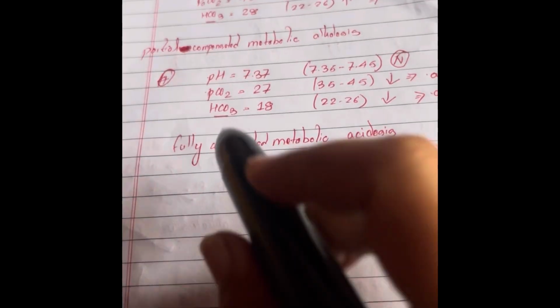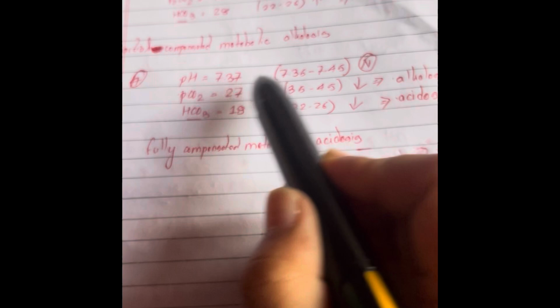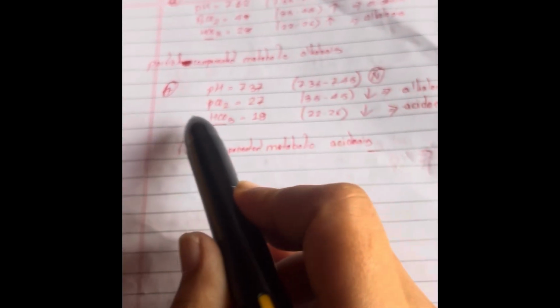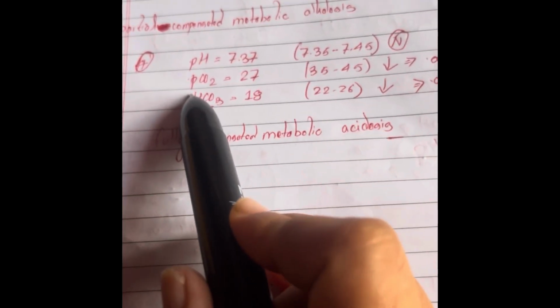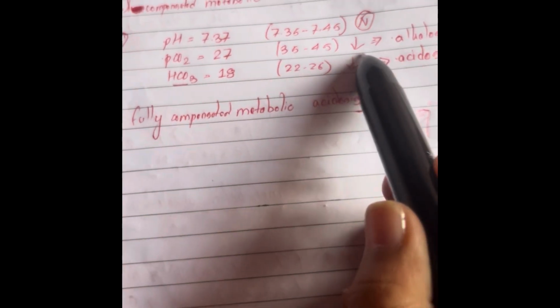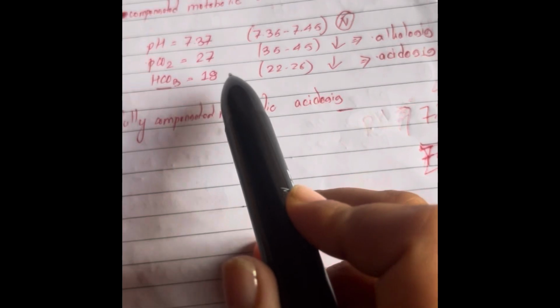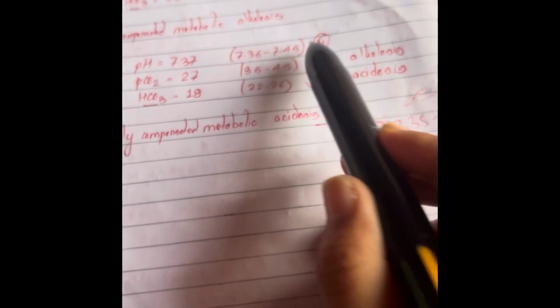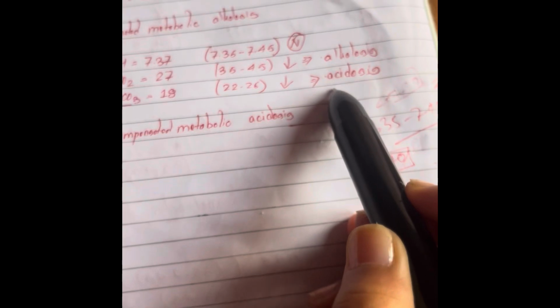Let's go with the fourth example. Here the pH is 7.37, it is in the normal range. PCO2 is 27, below the normal range, so it is alkalosis. Here bicarbonate is 18, below the normal range, so it is acidosis. Now how do we interpret this result, because the pH is in the normal range and one is alkalosis and one is acidosis? So in this case what we should do is this.